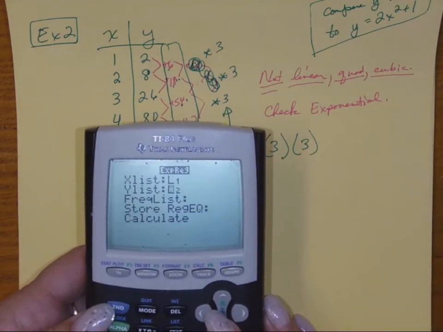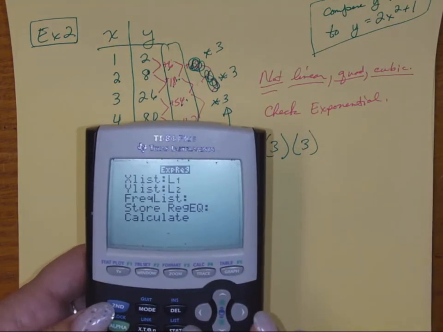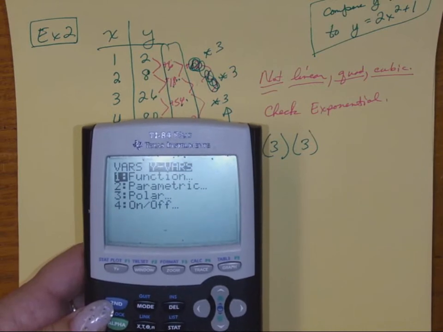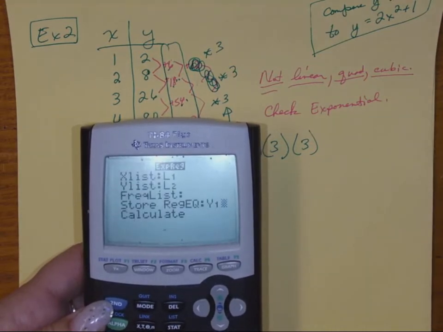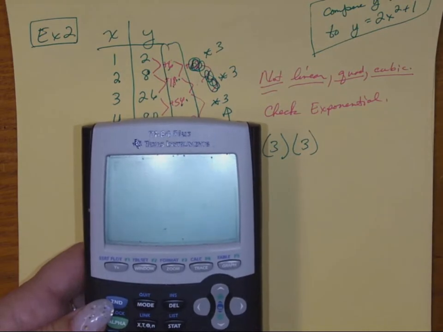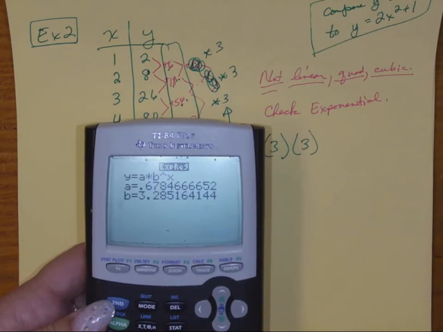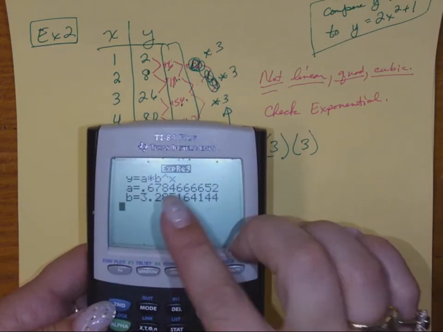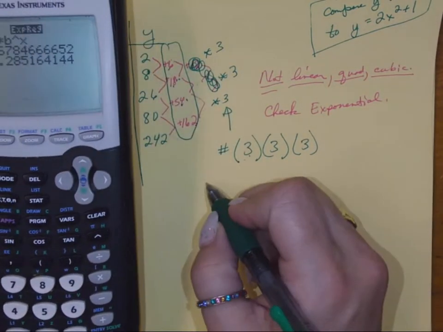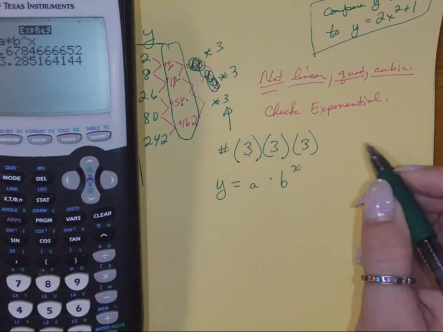L1, L2, and then I want to store it in the Y1 so that it automatically does it for me. And so I go into vars and then Y vars, functions, Y1, and I tell it that's where I want it to be. And then I ask it, please calculate that for me. So it's actually saying, hey, your base isn't quite 3, and that's because it's making a slight little calculation for me. That's all right. And he's saying y equals a times b to the x.